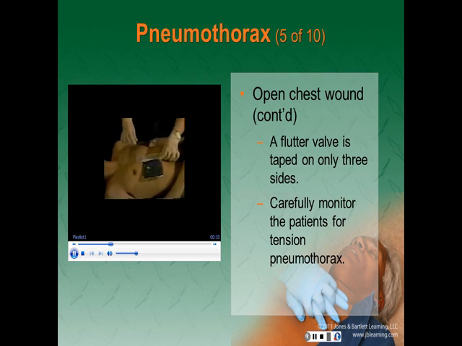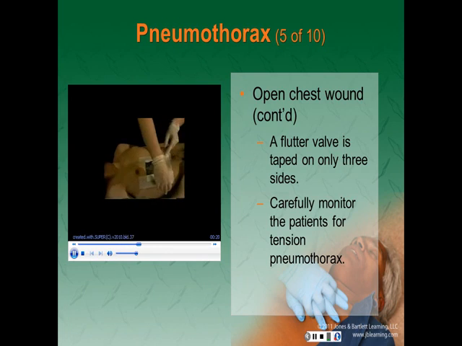It can be made from a variety of materials, such as plastic wrap, aluminum foil, or a special dressing impregnated with petroleum jelly. Occlusive dressing should be secured to the body with tape on 3 sides, leaving the 4th side open to allow trapped air to escape the chest cavity.